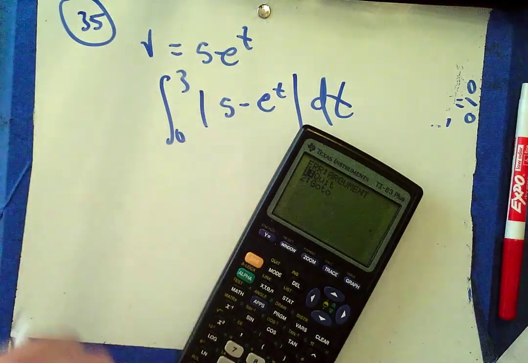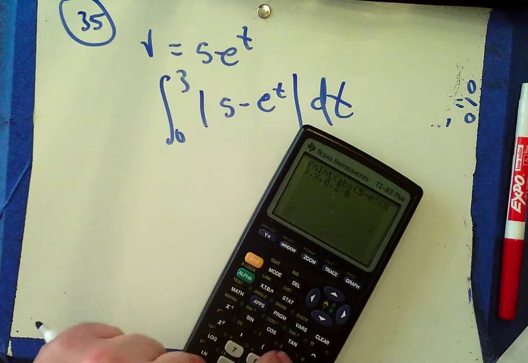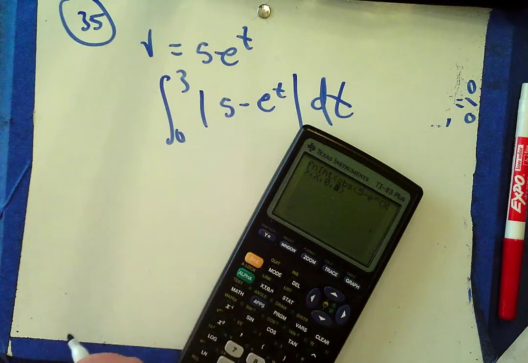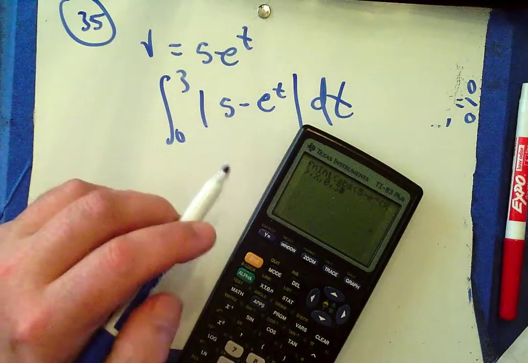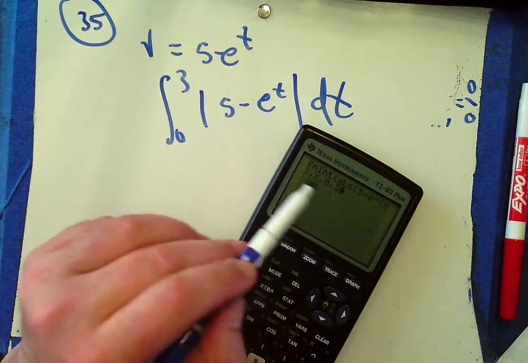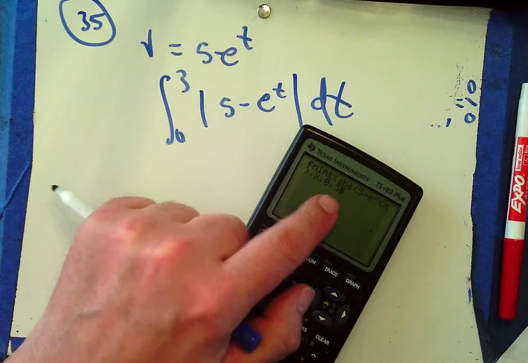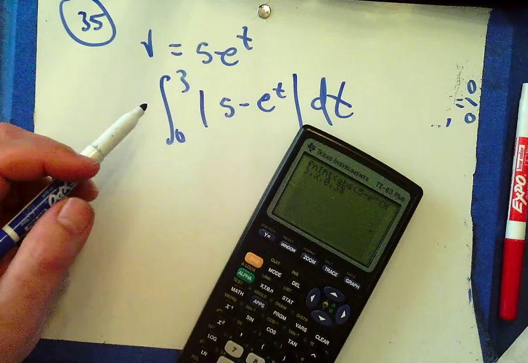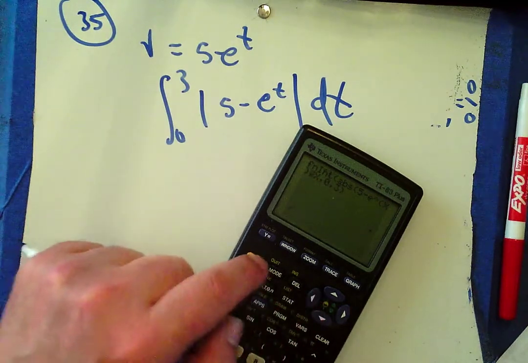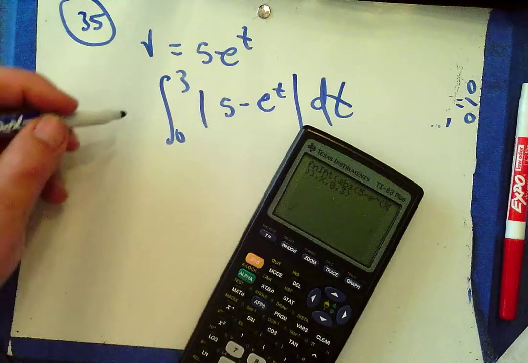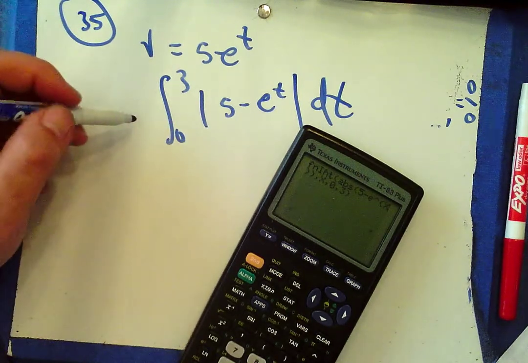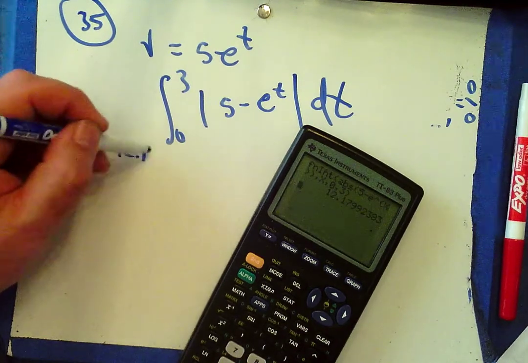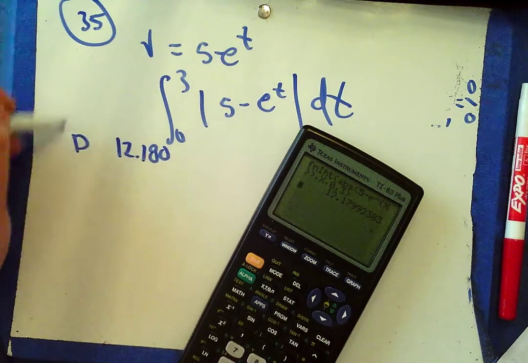And I've got an argument error. I need a parenthesis here, maybe? How many do I open? Oh, I opened, and now I need to, what? No. What? There's the function, comma x, comma 0, comma 3. What don't you like about that? Oh, I didn't close the, I see, there it is, parenthesis. It's always a parenthesis. 12.180, and that corresponds to choice D.